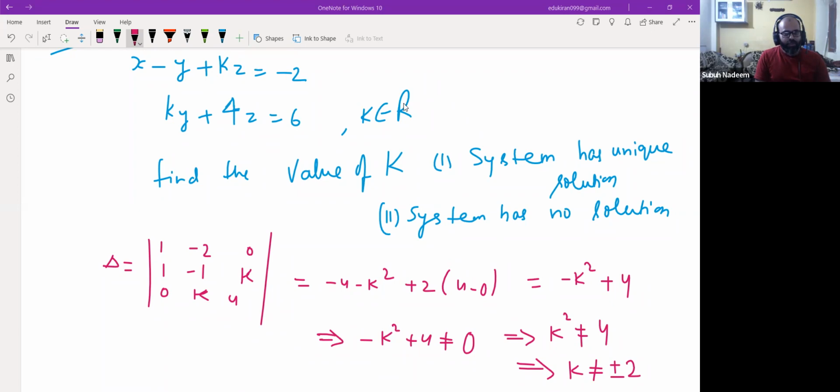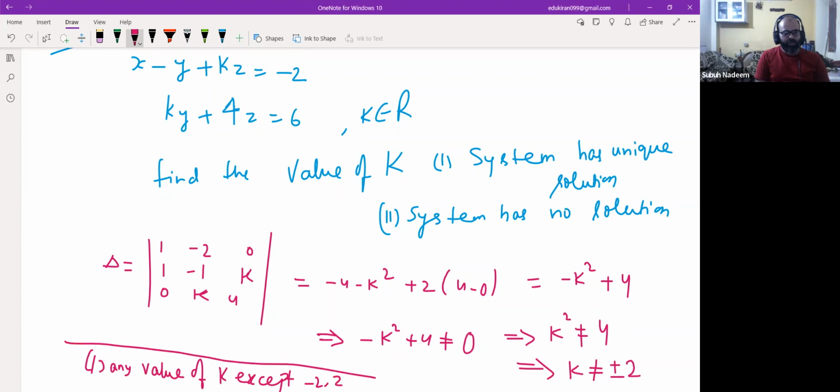Aditya's answer was incomplete, as he said that k has any value other than 2, but it cannot be minus 2 also. Hamza, you said k equal to 2, but k is not equal to 2 and also not equal to minus 2. And Priyadarshini, your answer is not correct, because you have given k equal to 0. It should be k is not equal to plus minus 2. So you can say that the first one is any value of k except minus 2, 2. Now do the second.